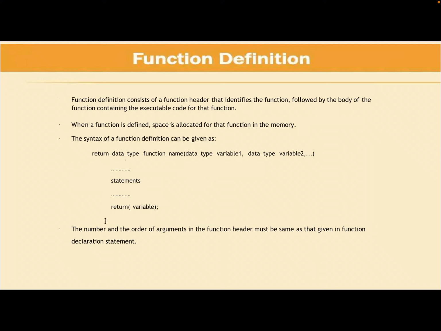The number and the order of the arguments in the function header must be the same as that of the given function declaration statement. This is one thing we are supposed to importantly follow in function declaration. So this is about declaration, initialization and need for function.